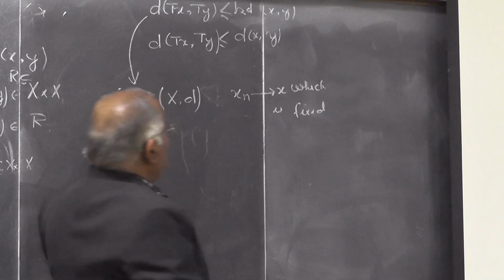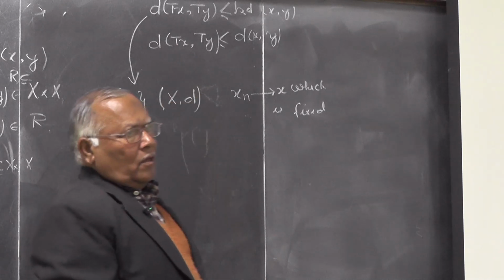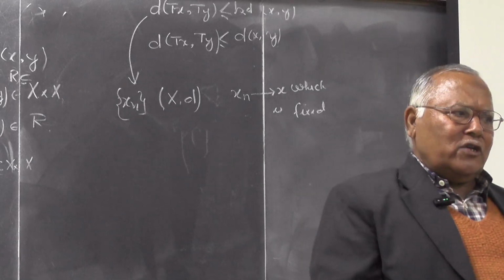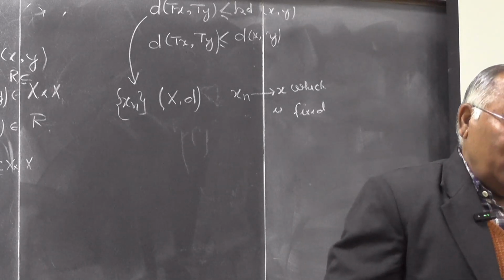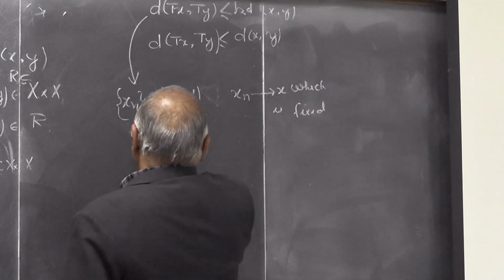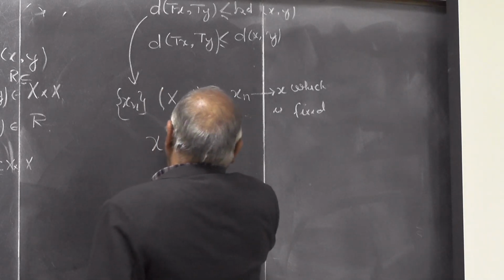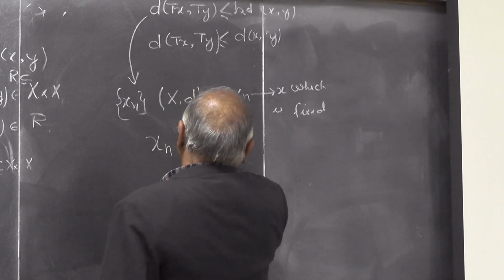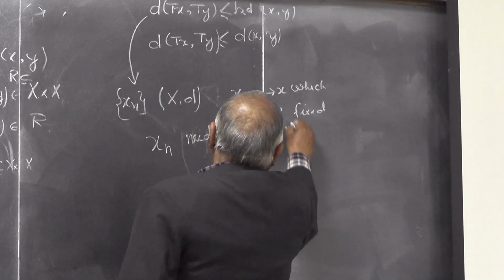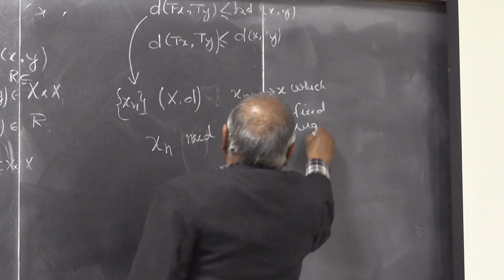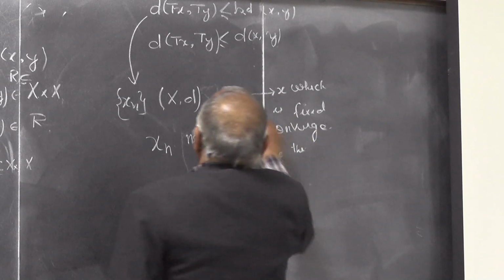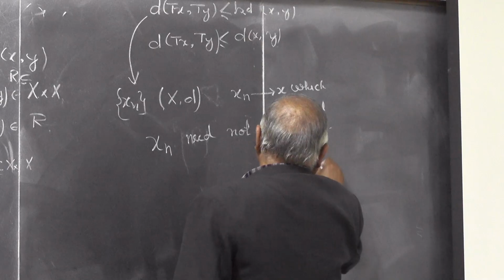But what will happen to this very thing, to this case, as far as a non-expansive map is concerned? Non-expansive means distance cannot increase, maybe it can be equal. What happens? This result is no more there. Then x_n need not converge to the fixed point of T.